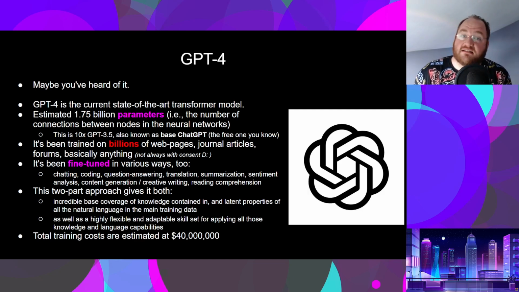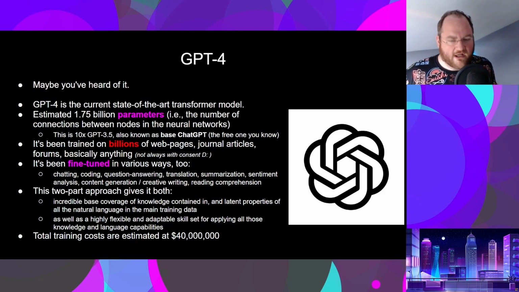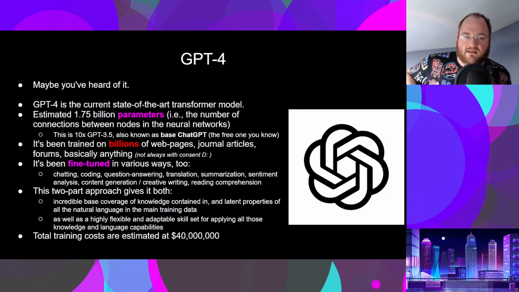And what does it consist of? How is it built? What is this model about? It's estimated to be about, because they won't share all their information, 1.75 billion parameters. In AI world, parameters refers to the number of connections between nodes, and then the relationship, a positive or negative number that nodes will use to activate each other. We'll talk about all that later, but that's the idea. There's a lot of numbers involved in the system. So it's 10 times as large as GPT-3.5, which is the one you might know as base ChatGPT, the free one.